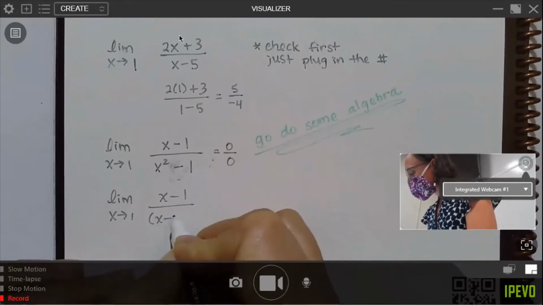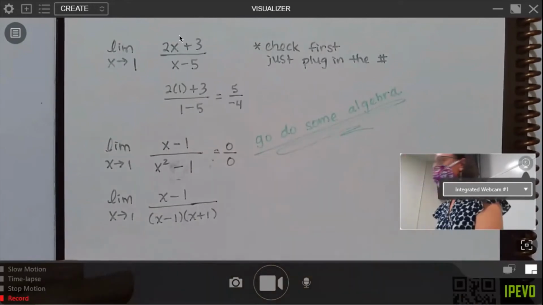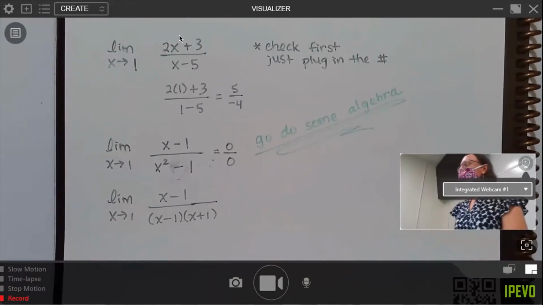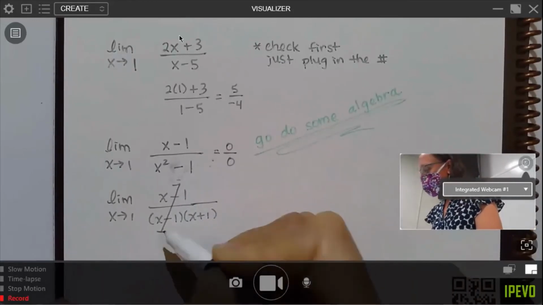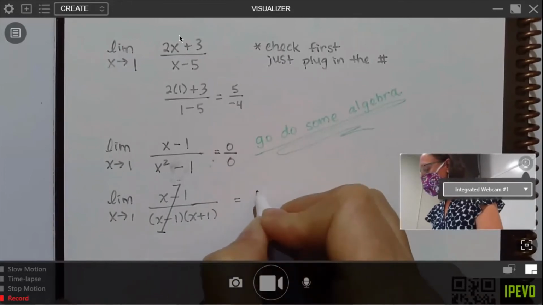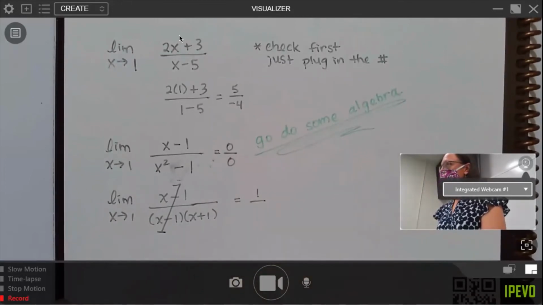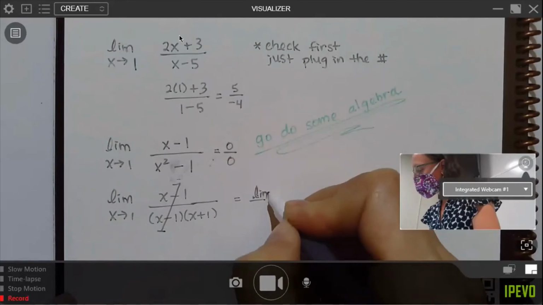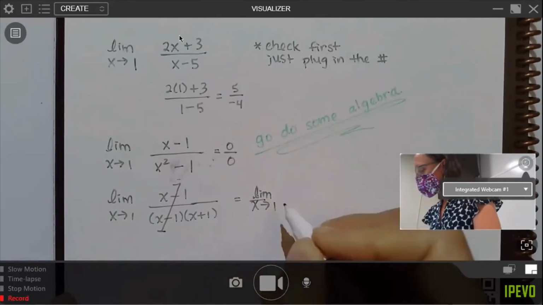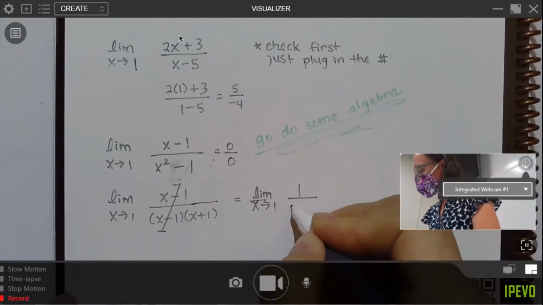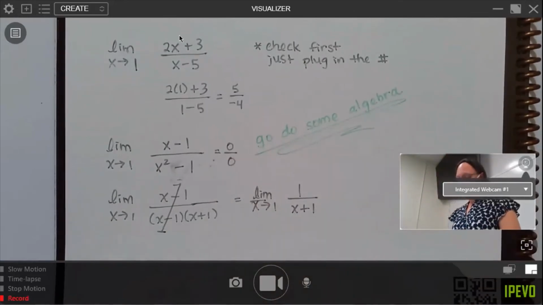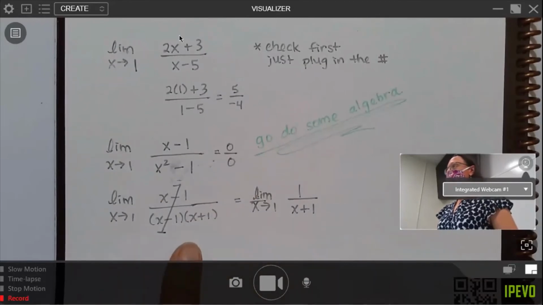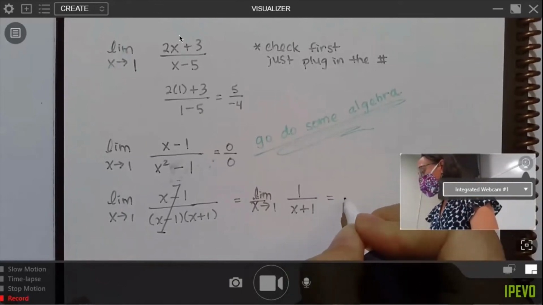Since the bottom happens to factor, I can now look at that x minus 1 over x minus 1. And that's going to be a big old 1 on top. I'm going to write out an extra step that you don't actually have to write out, but I'm going to write it out because I can, in case it's helpful. So I've done some algebra to this. I'm now left with 1 over x plus 1. Now I can try just plugging the number in. And when I do that, I'm going to get 1/2.